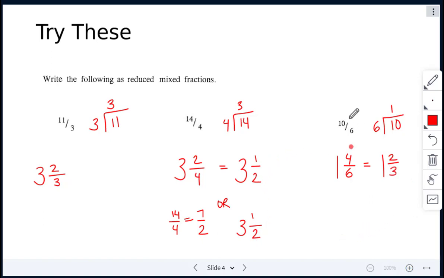Okay, and if you reduced first, so 10 over 6 can be reduced by dividing the top and bottom by 2. That would give me 5 over 3. So how many times can 3 go into 5? That would be 1 time. Keep the denominator the same, which is 3. So 1 times 3 is 3. We need 2 more to get to 5. So the answer is still 1 and 2/3.